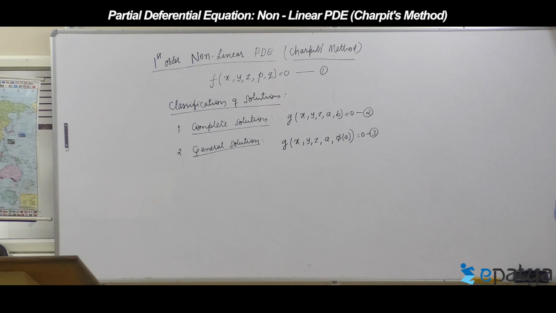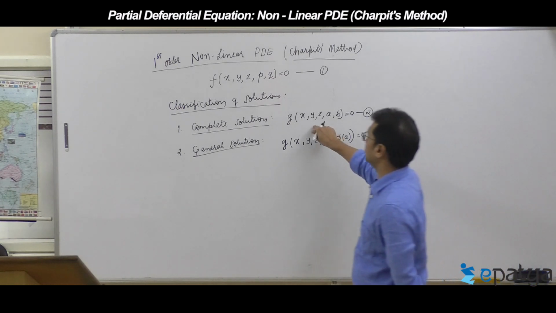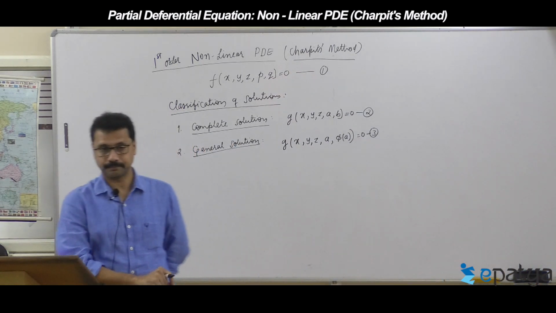What is u? u equal to C1, and what is v? v equal to C2. So phi of C1 comma C2, or phi of u comma v equal to 0, gives us the general solution. If you remember in Lagrange's method, every time we talked about general solution, we never talked about complete solution in the case of Lagrange's method.